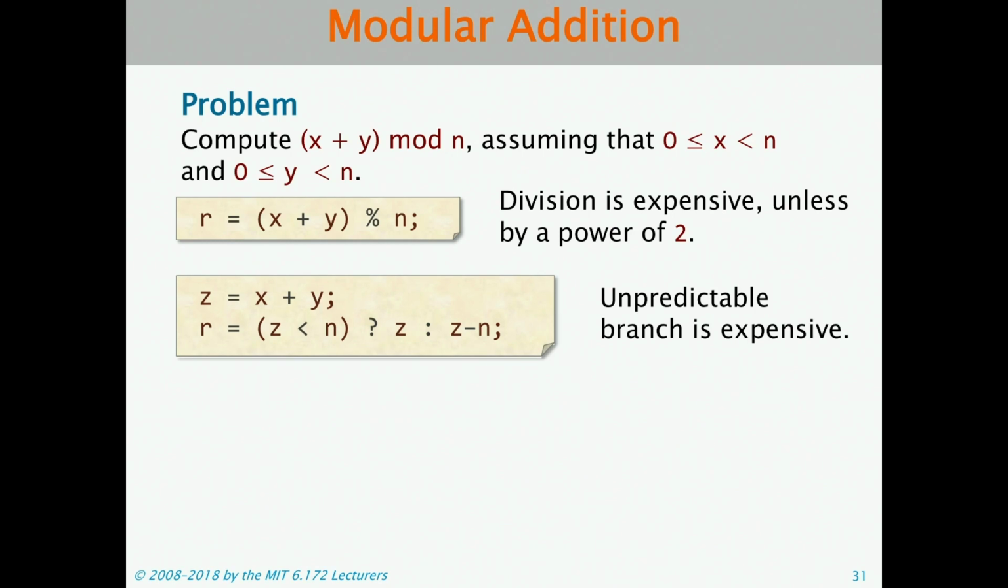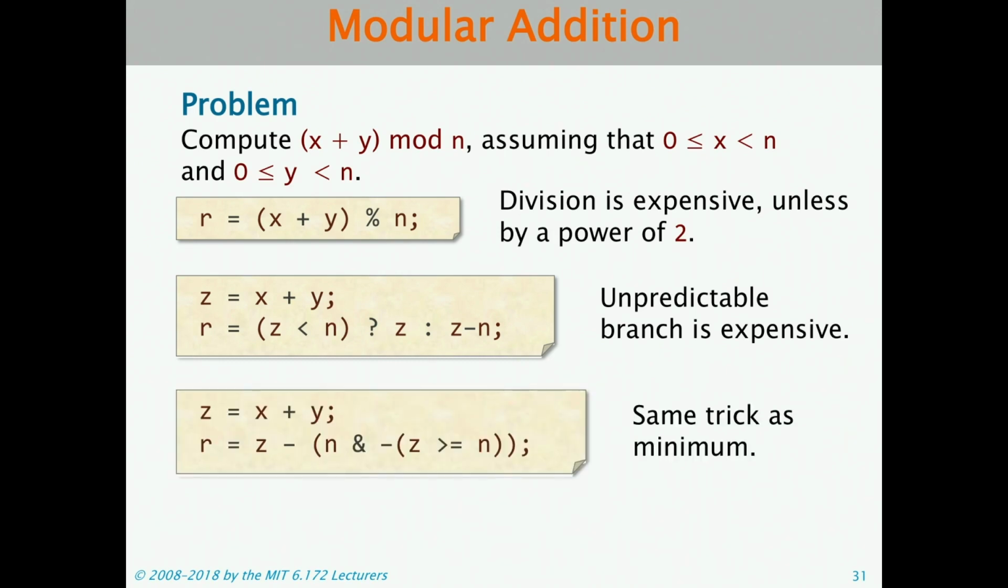However, this code has an unpredictable branch here because we don't know whether z is less than n or not. So now we can use the same trick as minimum. We're going to set r equal to z minus n, AND it with the negative of z greater than or equal to n.